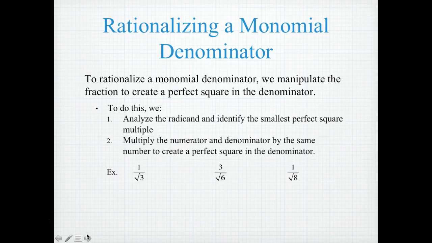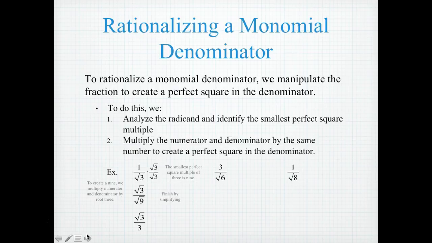In the first example, we have 1 over the square root of 3. So we have to rationalize the denominator. In order to do that, the smallest perfect square multiple of 3 is 9. So in order to produce that 9, we have to multiply the numerator and the denominator by the square root of 3. Multiplying fractions straight across gives us the square root of 3 over the square root of 9. Now we simplify the denominator, the perfect square down there, the square root of 9 gives us 3. We end up with the square root of 3 over 3.